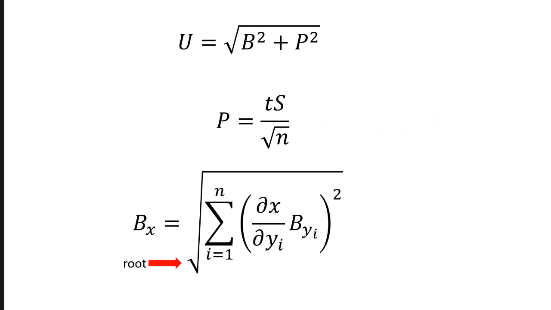And bias is the root sum square of the weighted biases, and the first step in determining bias is to write the derived quantity in terms of direct measurands. But that assumes that the derived quantity can be solved explicitly with respect to the measurands. What if that's not the case?